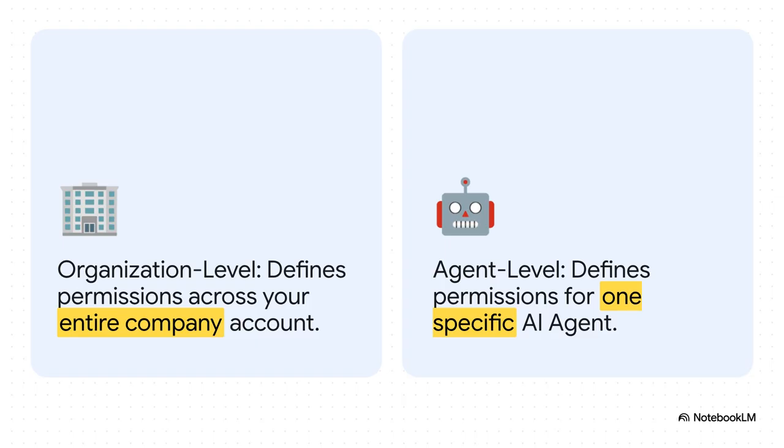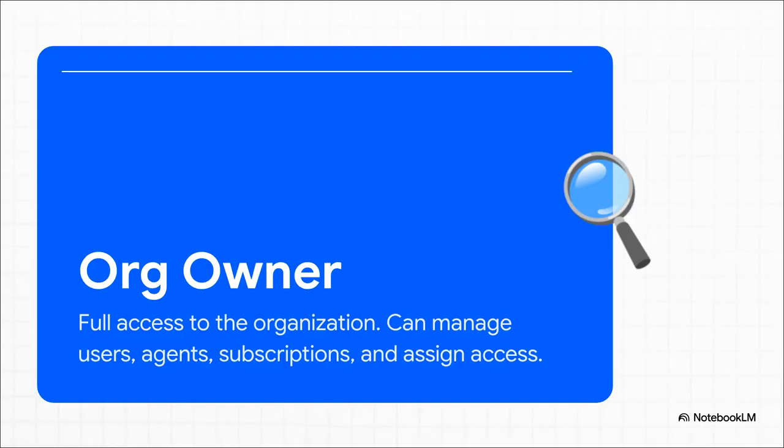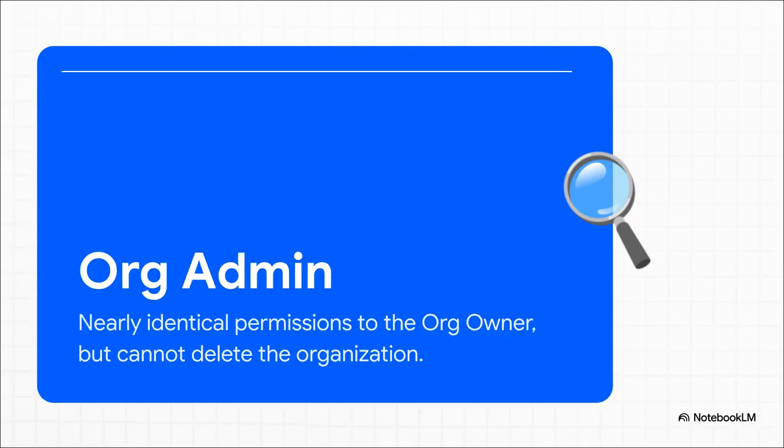Let's start with those organization roles. At the very, very top is the org owner. This person is the king or queen of the castle. They have all the keys, they can manage users, billing, all the agents, literally everything. They're the ultimate authority. Just one step below the owner, you've got the org admin.